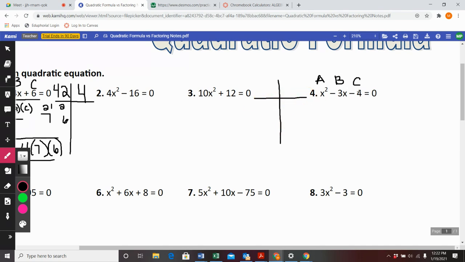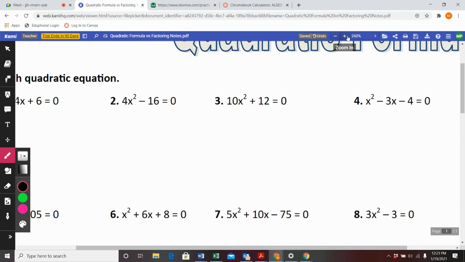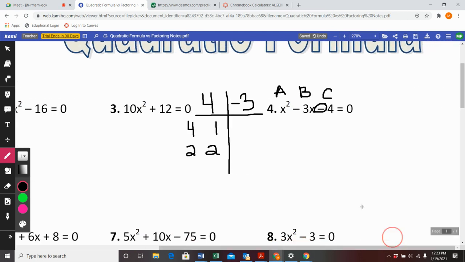A times C. So 1 times 4 is 4. And I want to find my factors of 4 that give me my B value, which is negative 3. So your factors of 4 are 4 and 1, 2 and 2. This right here shows us whether we add or subtract these factors. So am I adding or subtracting? Subtracting. So 4 minus 1 gives me a positive 3. But I need a negative 3. So what do I need to do to those signs? Flip them, right? So it's negative 4 plus 1.